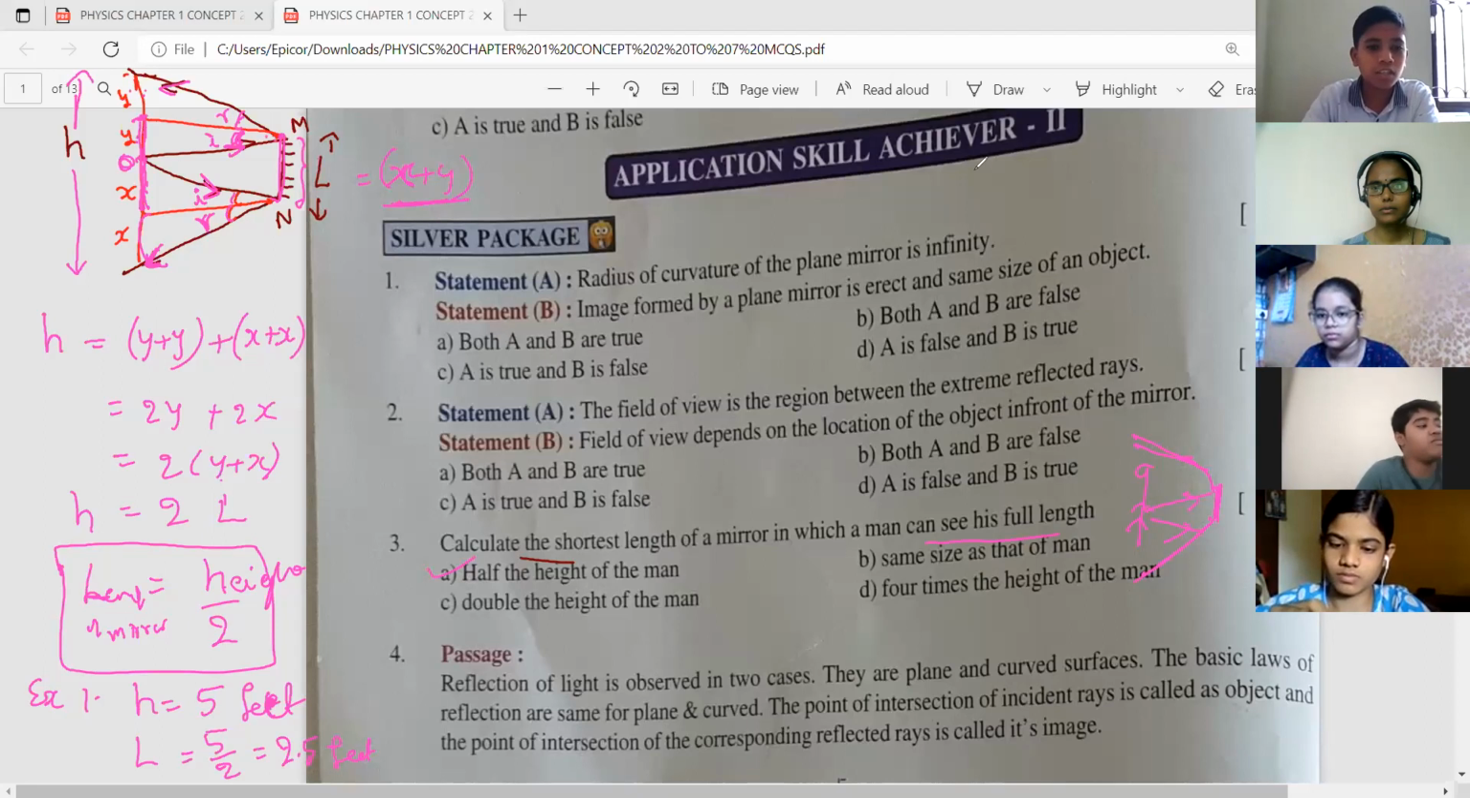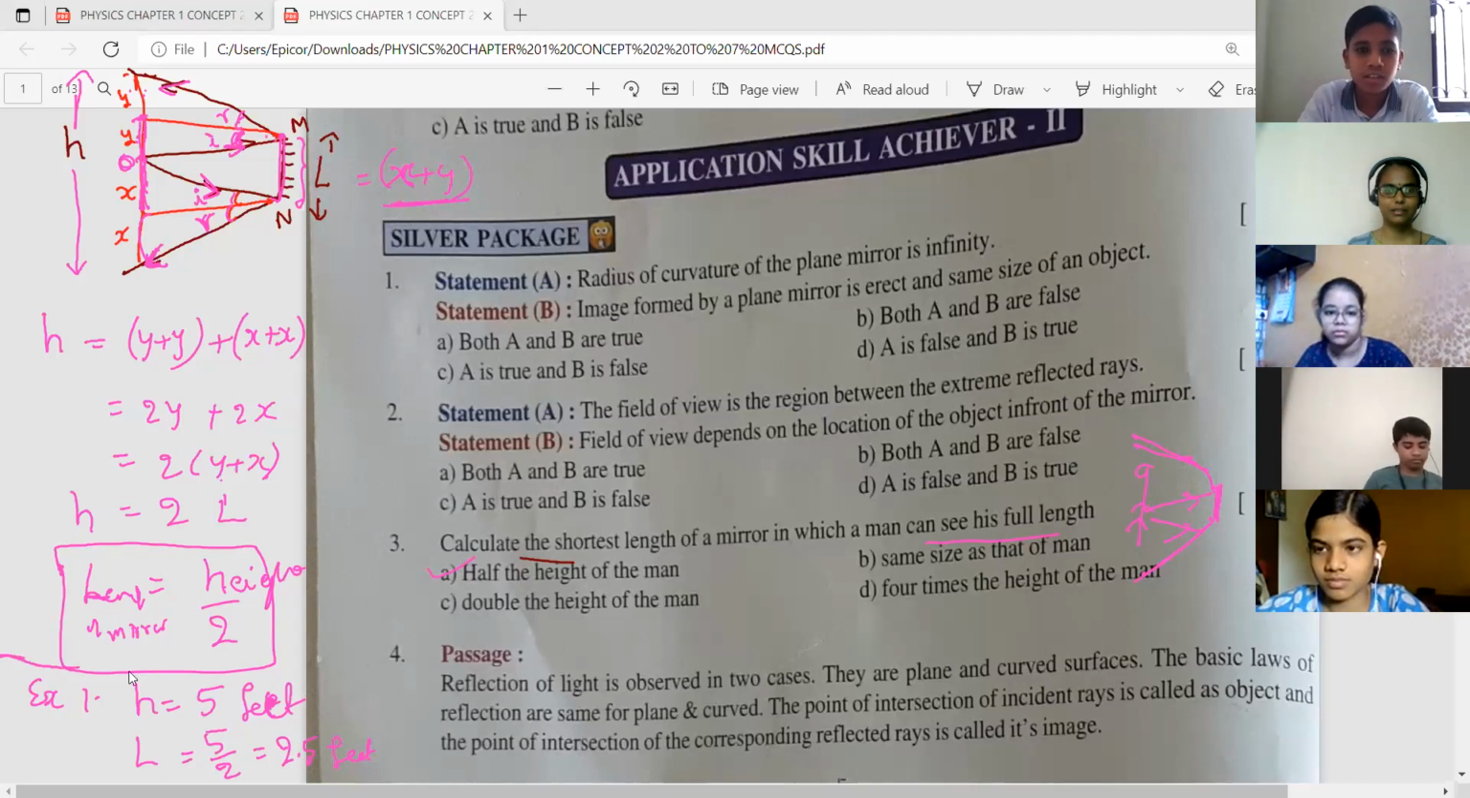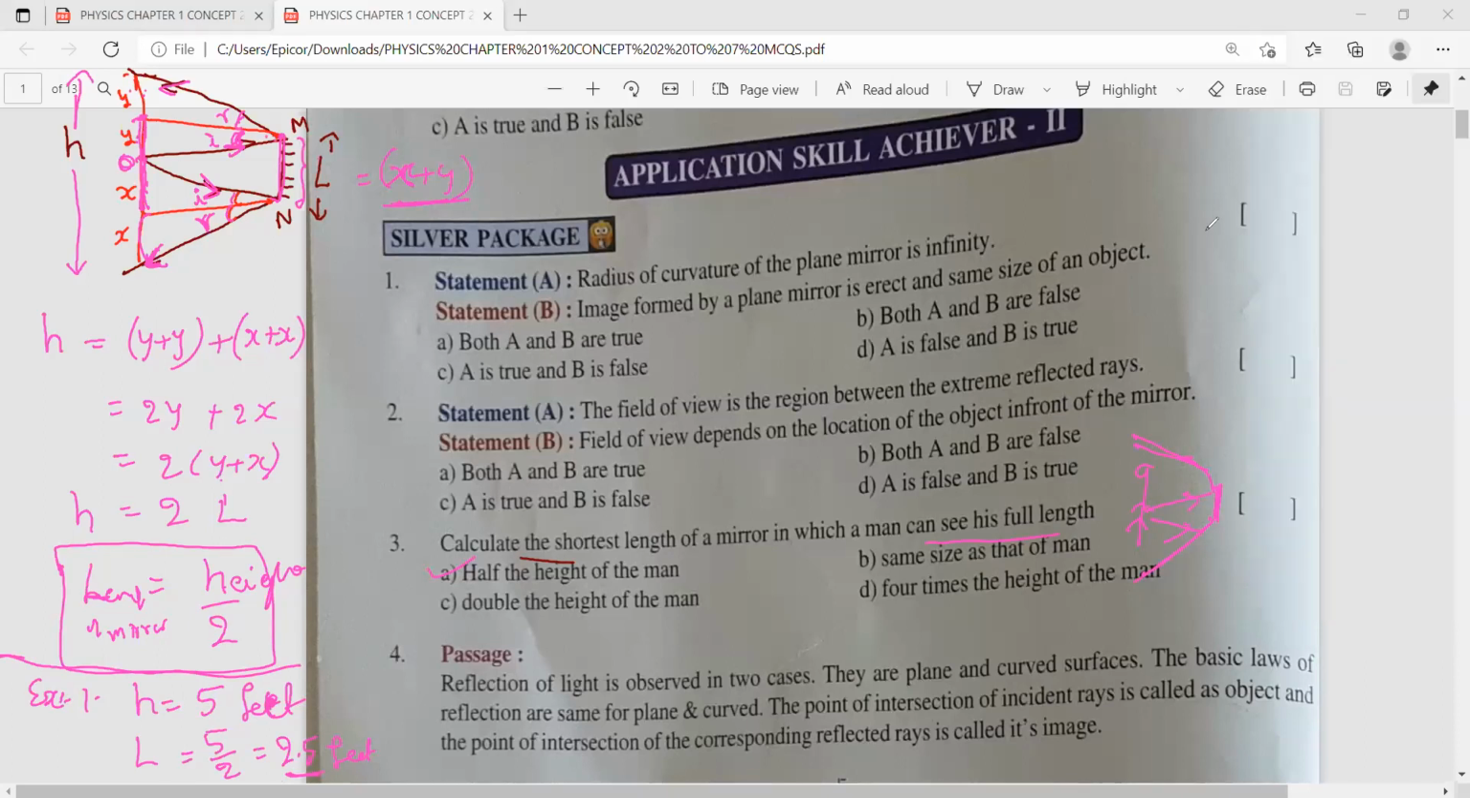Ma'am, how did you get the 5 feet? I didn't understand. That was just an example I'm taking, separate and not related to this question, just for your understanding. If a height is 5 feet, then what is the length of the mirror required? Half of it, which means 2.5. Okay, thank you. Right, children, we'll go for the next question.